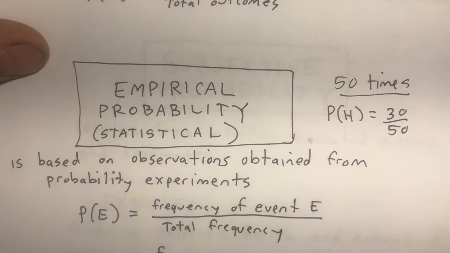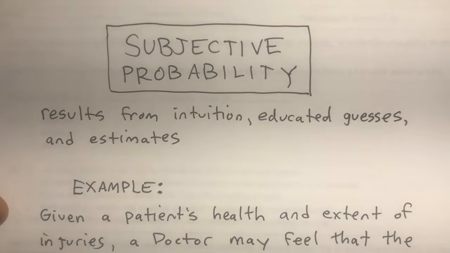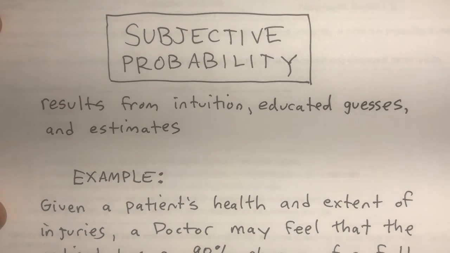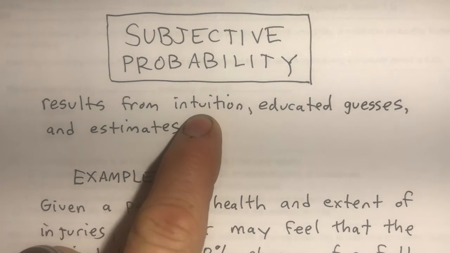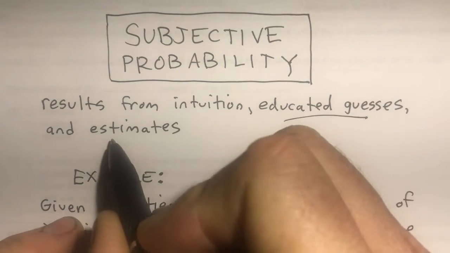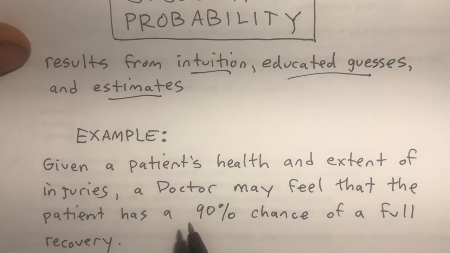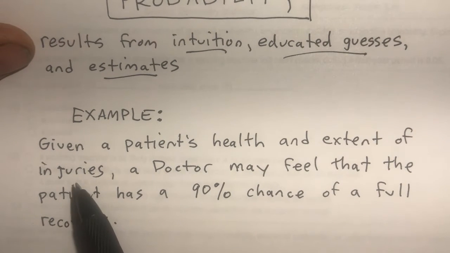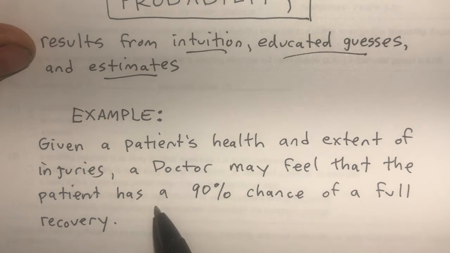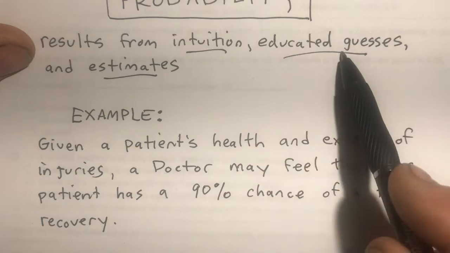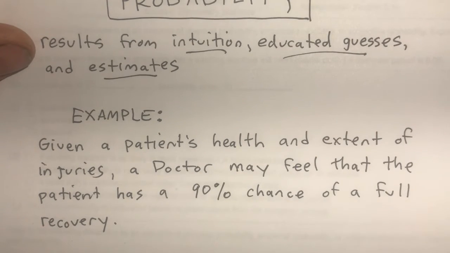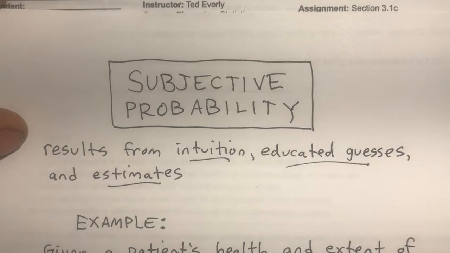Okay? Then we have the third kind, which is subjective probability. Subjective probability results from intuition, educated guesses, and estimates. These are things that people with experience might be able to give a probability of. Like the example here: given a patient's health and extent of injuries, a doctor may feel that the patient has a 90% chance of a full recovery. This is based on his intuition or his educated guesses or his estimates. So that's what a subjective probability is.